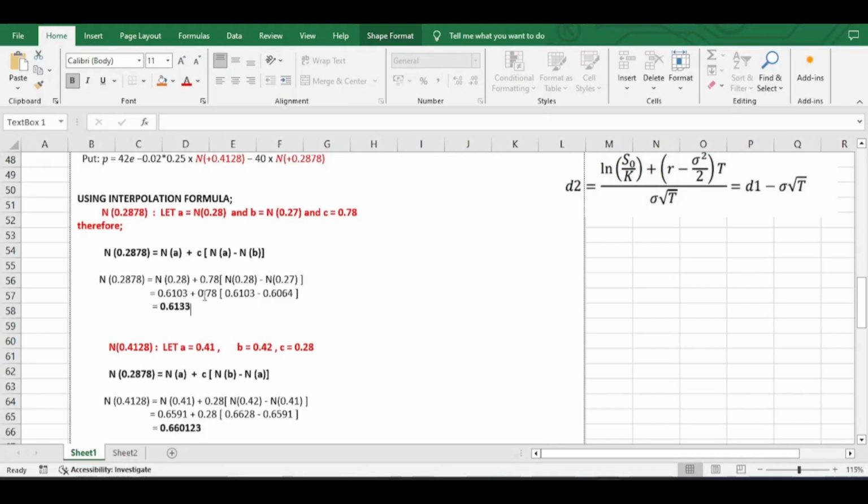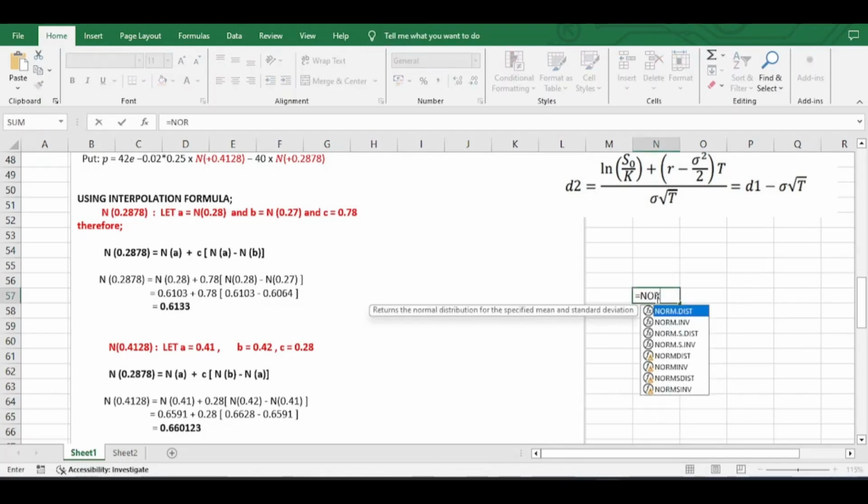0.6103 plus 0.78, which is just your C, and this number is being repeated here, minus 0.6064. This is the probability you found for 0.27. Calculate this formula and you will find the total probability of that value, which is 0.6133. You can double check your answer by using your Excel function.